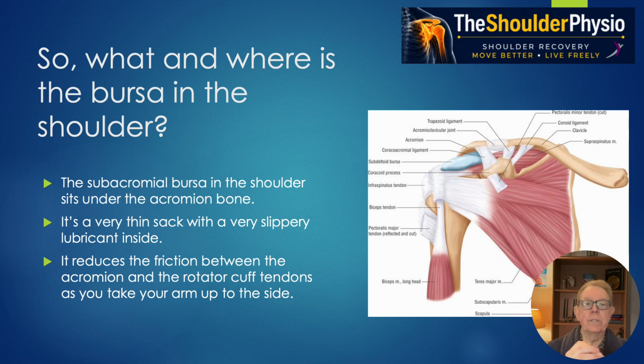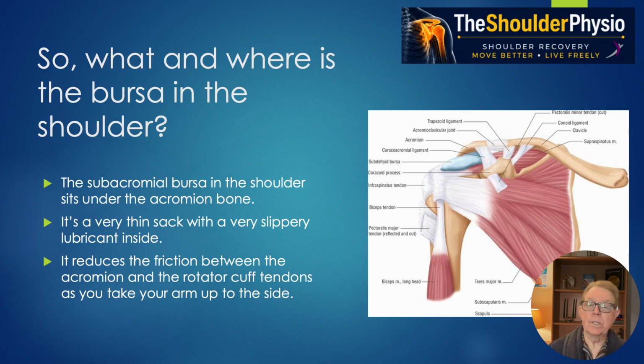So what and where is the bursa in the shoulder? Well, as we can see in this diagram, it sits under the acromion process, the bone at the top, and over the rotator cuff tendons and the head of the humerus below that again. It's a very thin-walled sac with a very slippery lubricant inside, and its function is to reduce the friction between the humeral head as it comes up and the acromion process.